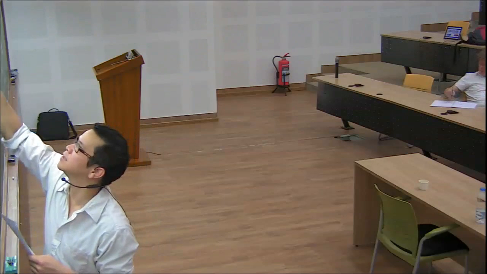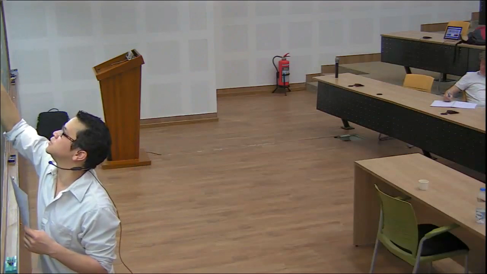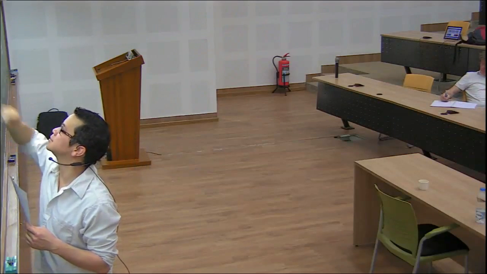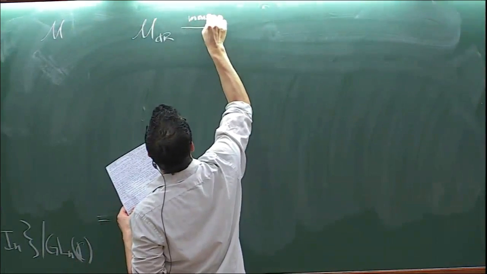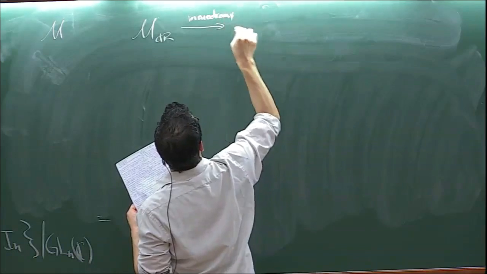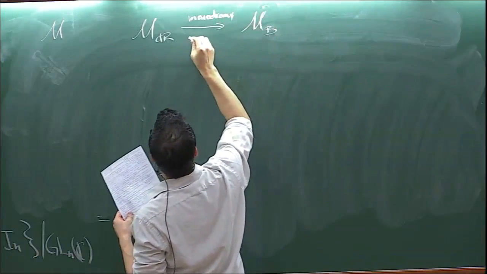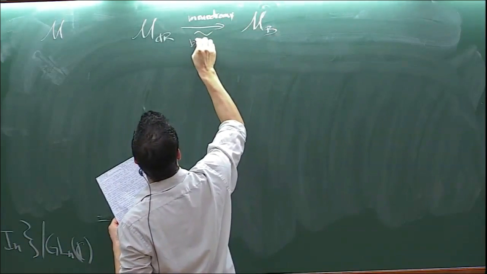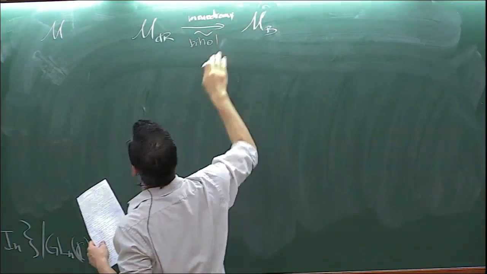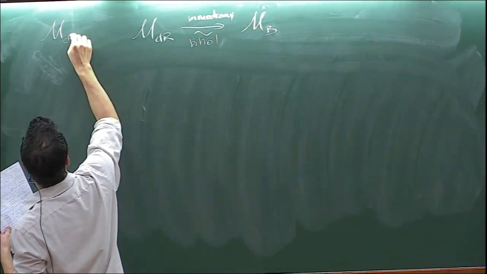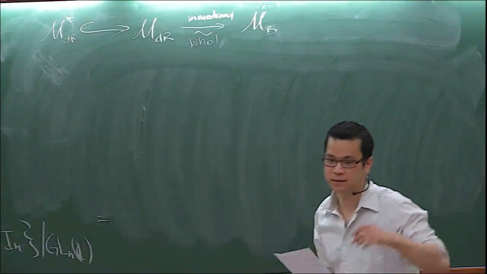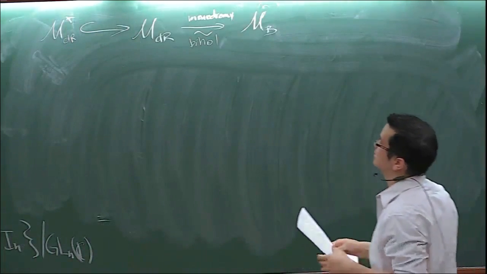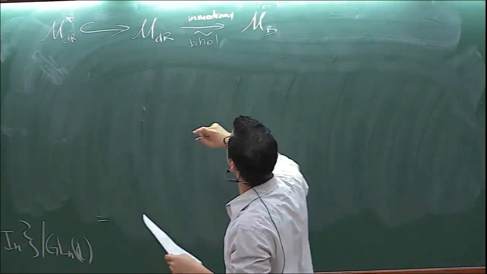So what we have, if we took all connections, then this monodromy would give a biholomorphism here. Well, we're only taking ones that live on the trivial bundle. So this will be an open subset here.